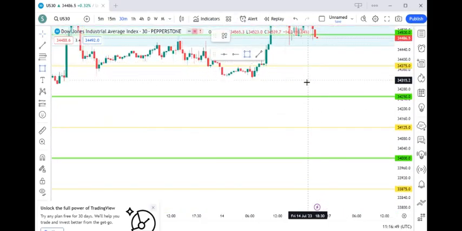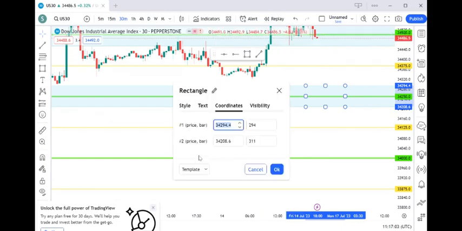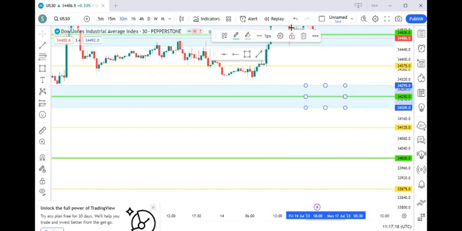Rectangle, 45 points above, 45 points below. To settings, coordinates. And we're nice. We lock it.